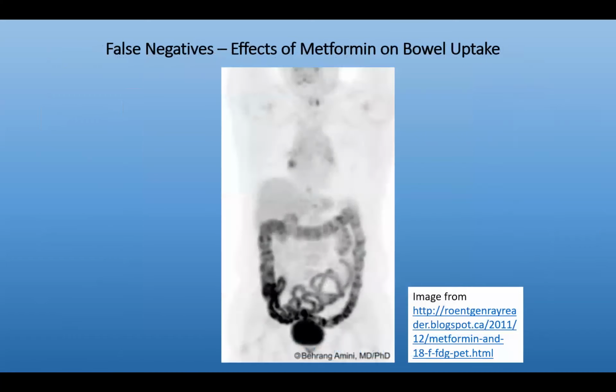Here's an example of metformin. So metformin can cause significant FDG uptake in the colon, right? As you can see here, right? You can make up the entire bowel. And this is particularly problematic in patients that present with colorectal cancer, right? Because it's almost impossible to know, is this just because of the metformin, or are there actually lesions within the bowel? So this obviously comes down to proper patient preparation.